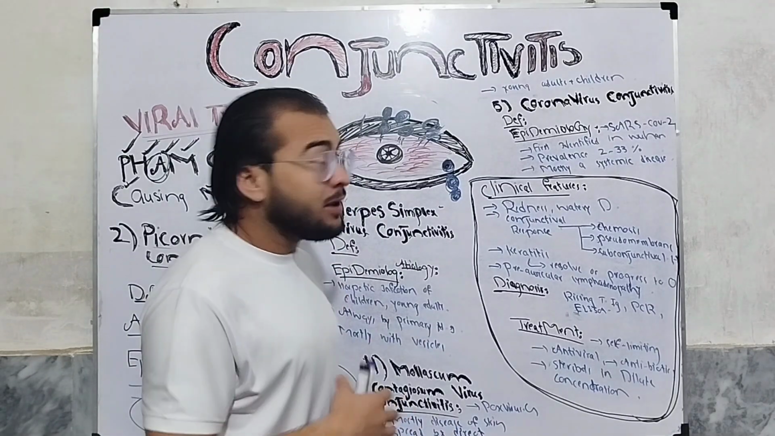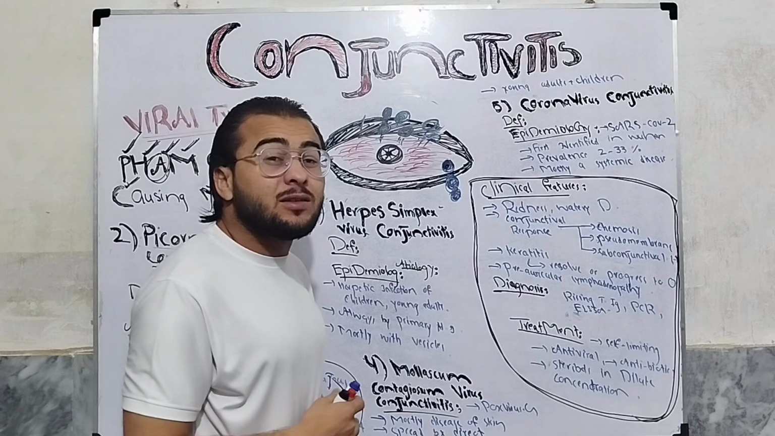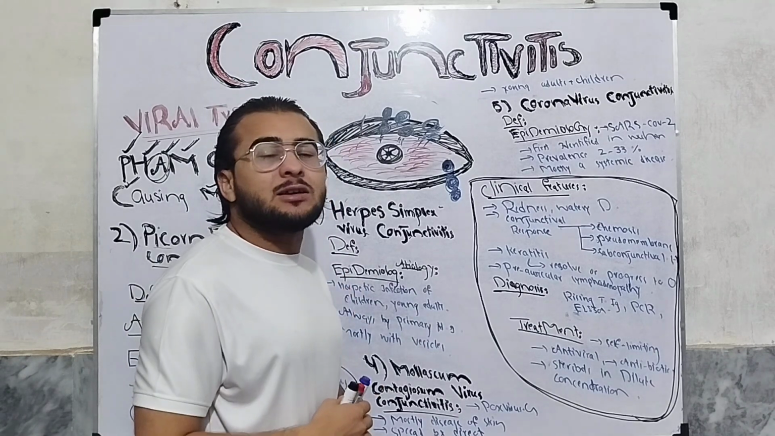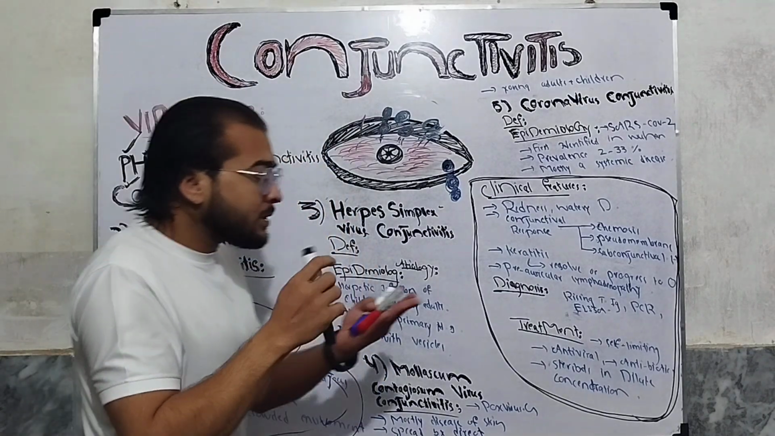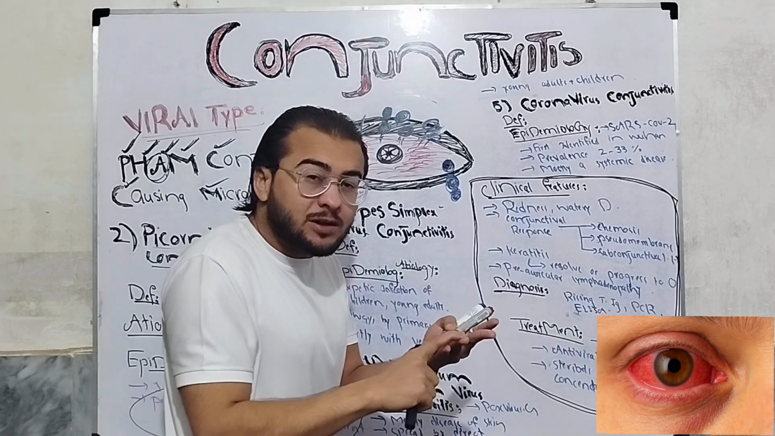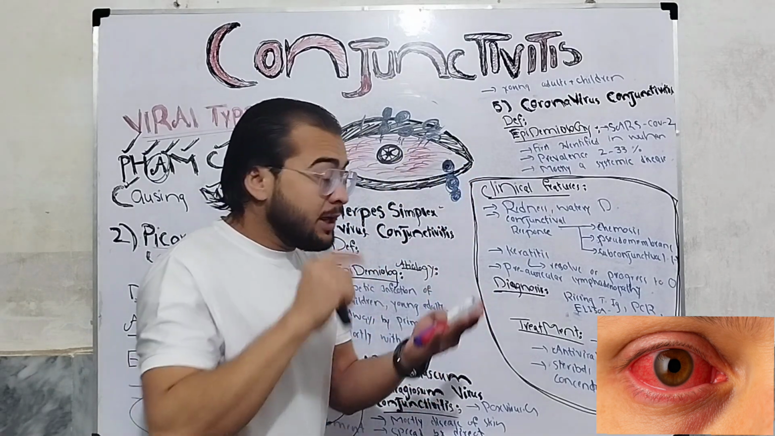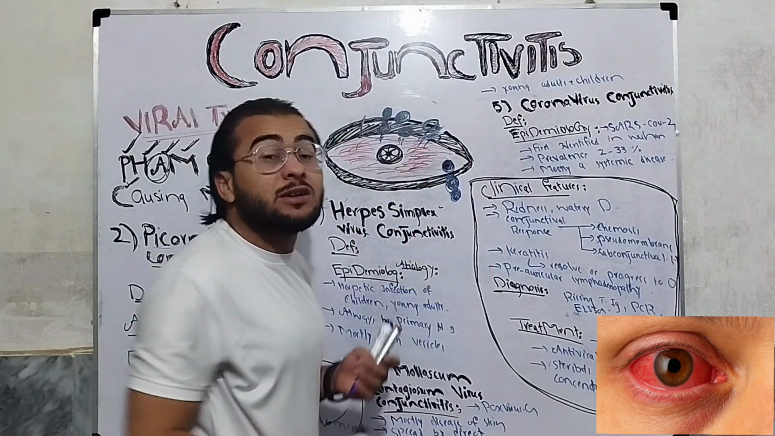As we have started the viral type of conjunctivitis, and previously we discussed the adenoviral conjunctivitis with details. Now we will discuss the other types of viral conjunctivitis. Okay. So viral type of conjunctivitis, it is mostly acute follicular conjunctivitis, which is characterized by redness and watery discharge.